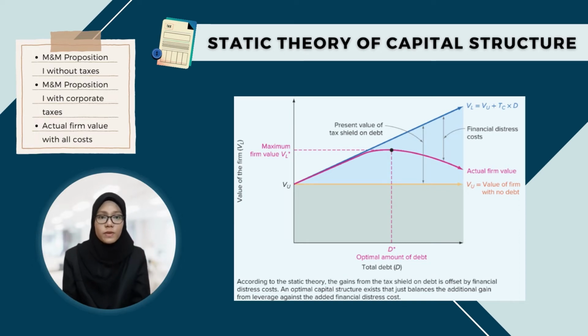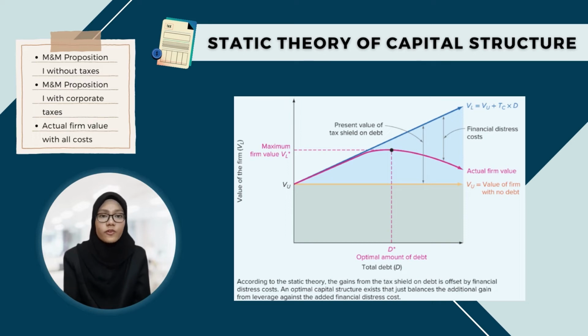Second, the upward sloping straight line can be defined as Modigliani and Miller Proposition 1 with corporate taxes. It is when the firm's value rises with the leverage, and the value of the levered firm equals the unlevered firm's value plus the present value of the interest tax shield. Third, actual firm value is when the value of the firm increases to a maximum value BL and then decreases after one point D, which is the optimal debt amount.